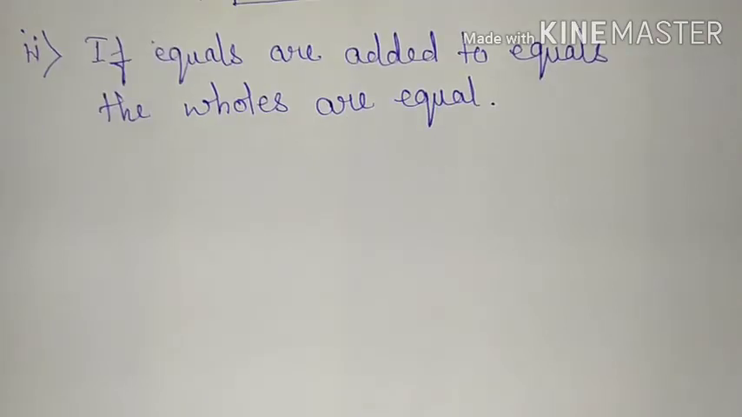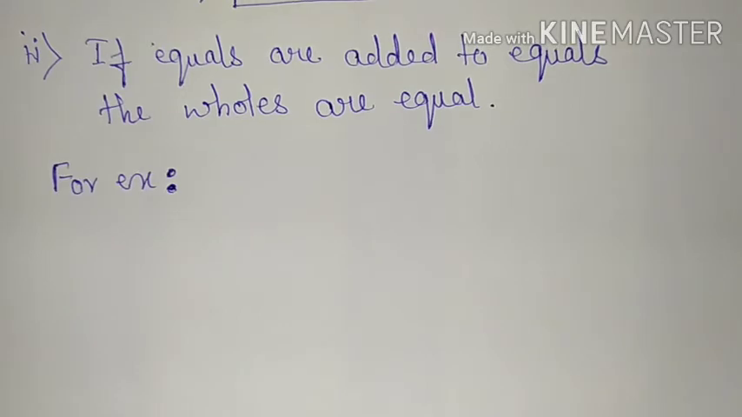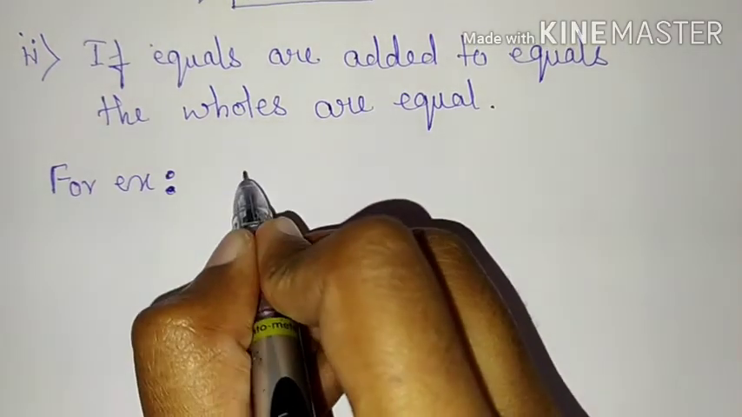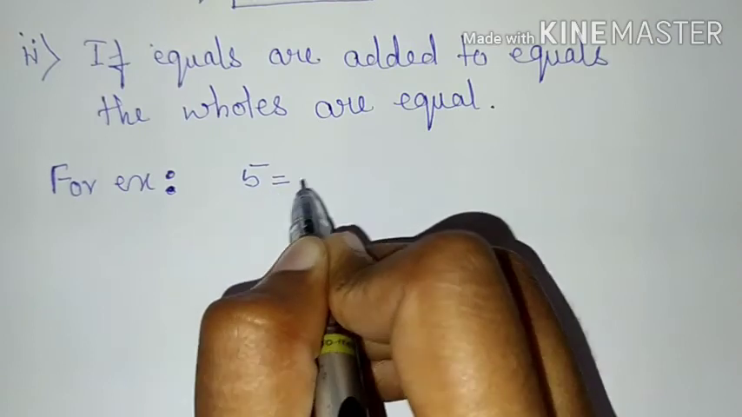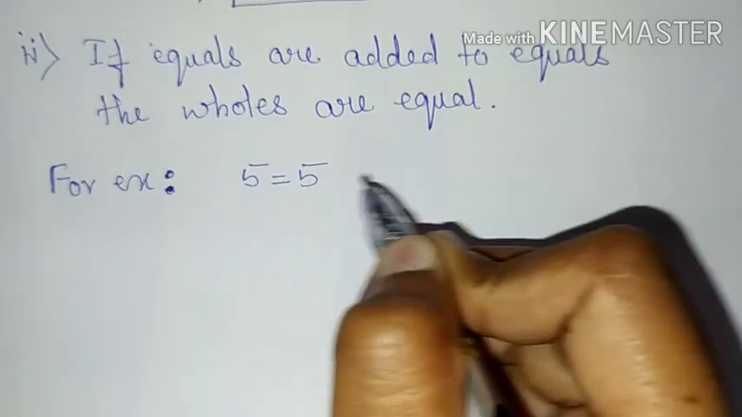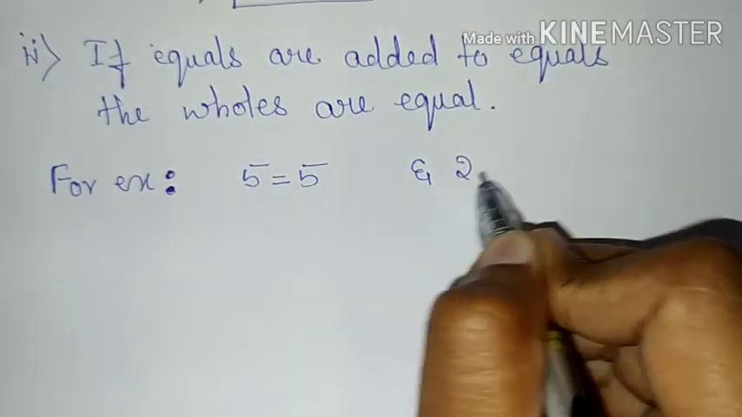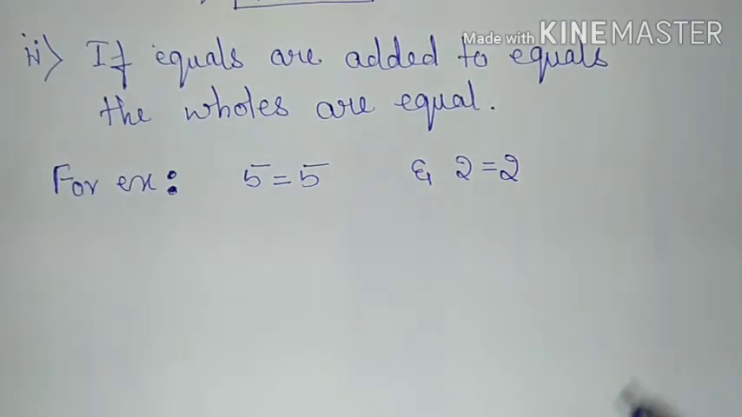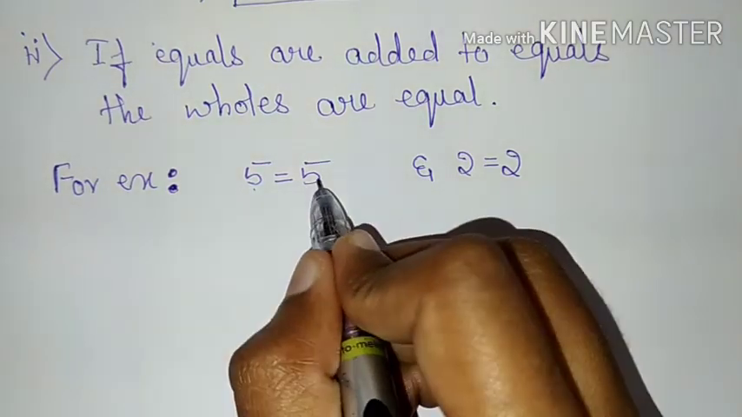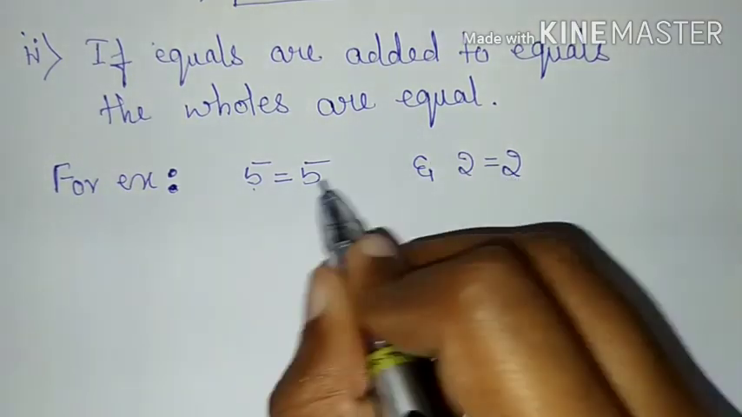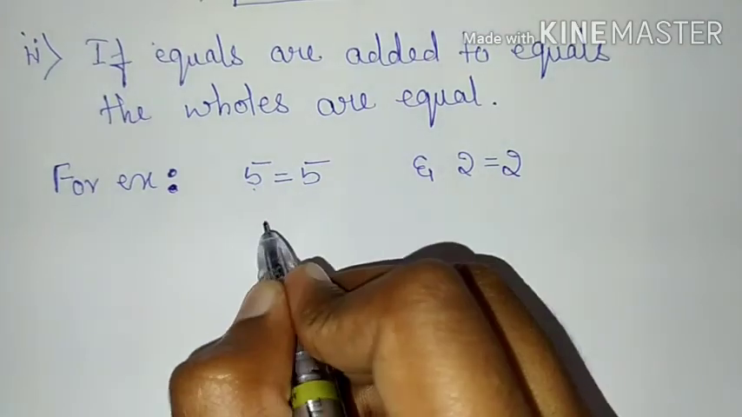Euclid's second axiom says that if equals are added to equals, then the wholes are equal. For example, we know that 5 is equal to 5 and 2 is equal to 2. Each and every number is unique. There is no other number which will be equal to 2 other than 2. Agree? So, 5 is equal to 5 and 2 is equal to 2. These are equals. Now, let's add them.